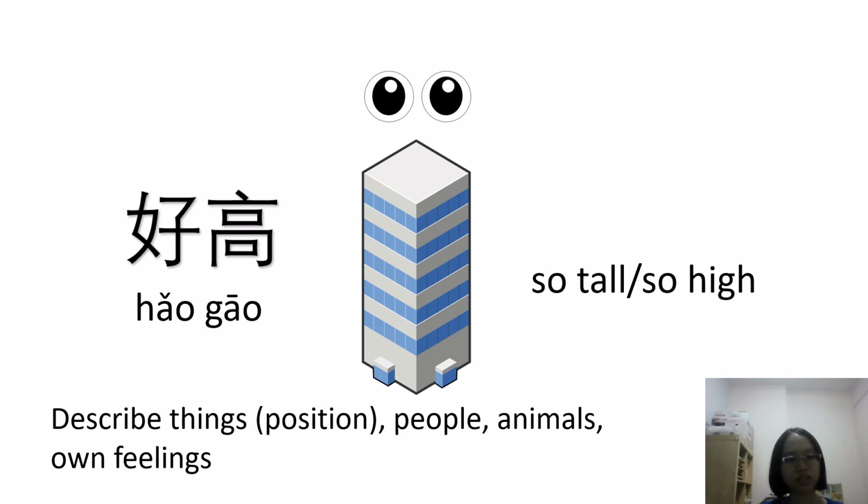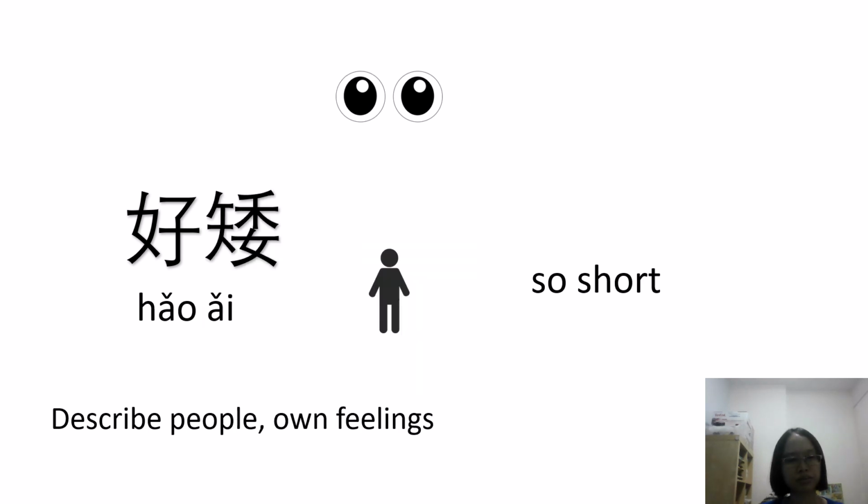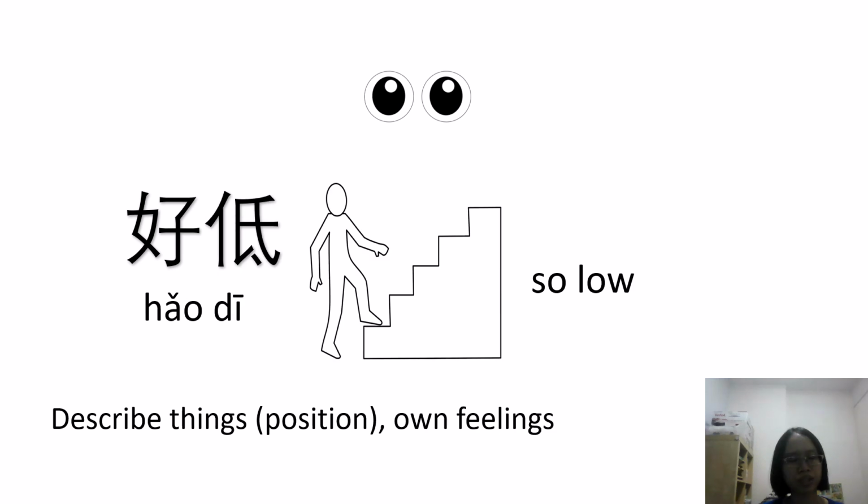How Gao describes position of things, people, animals, or our own feelings. How I, so short. How I describes people or our own feelings. How Di, so low. How Di describes position of things or our own feelings.